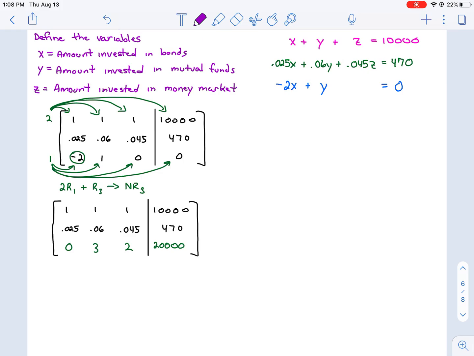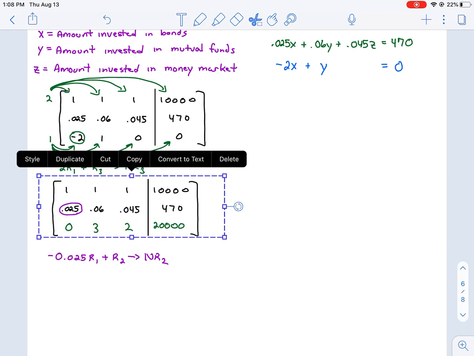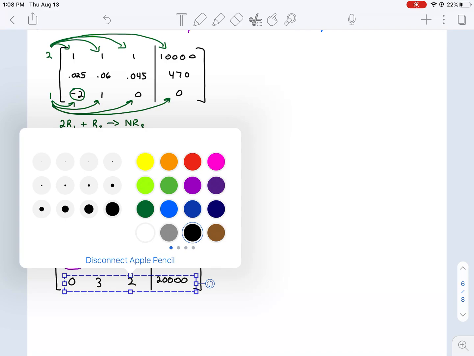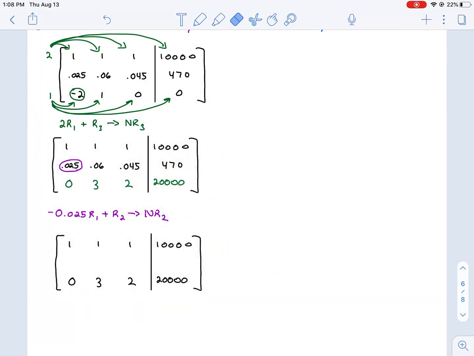Next, we want to make this a 0. So what we can do is we can apply the row operation -0.025 row 1 plus row 2 will give us a new row 2. So the only row that's going to change this time is the second row. And if we apply that row operation to the second row, we will get the following: 0, 0.035, 0.02, and 220.